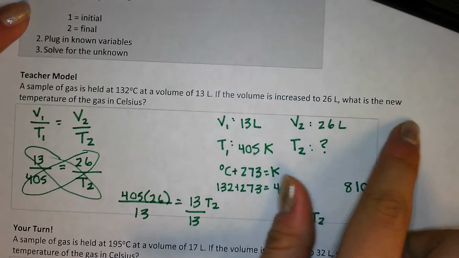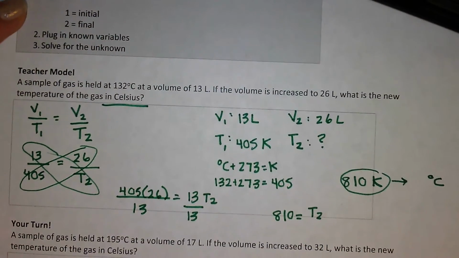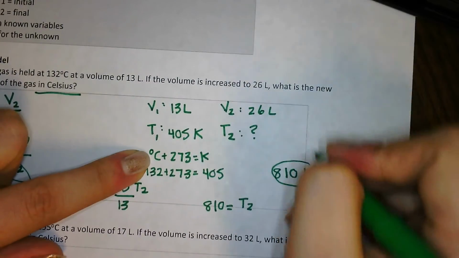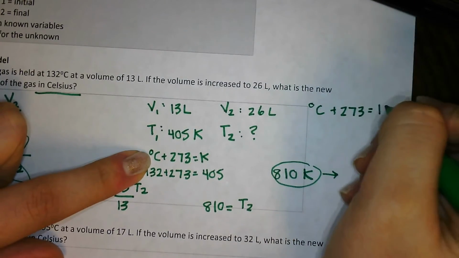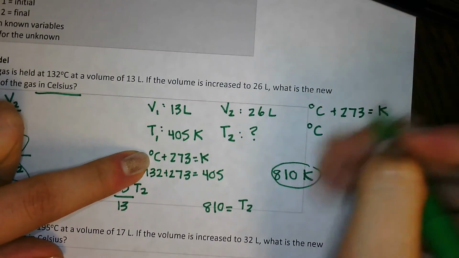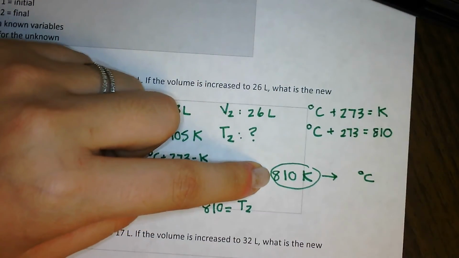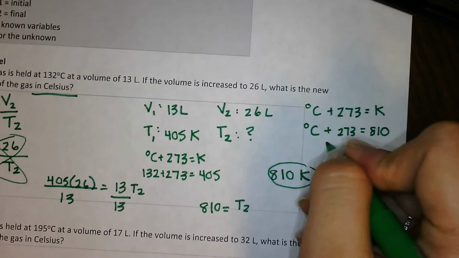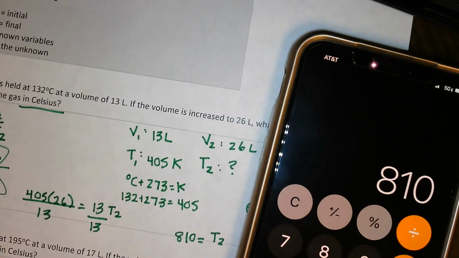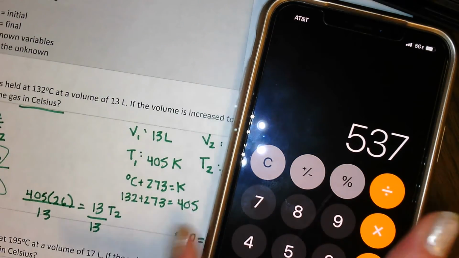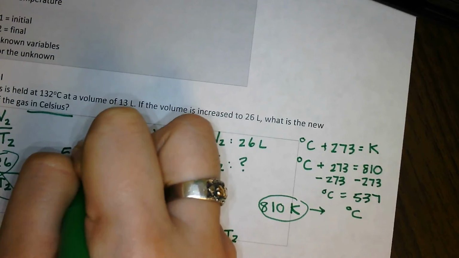However, the question is asking you what is the new temperature of the gas in Celsius. So I have to convert Kelvin back into degrees Celsius. And I do that with the same equation. So my equation is degrees Celsius plus 273 is equal to Kelvin. I am trying to solve for degrees Celsius, I don't know that yet, plus 273 is equal to my Kelvin value, which is 810. All I have left to do to have degrees Celsius is just subtract 273 from both sides. So 810 minus 273 is 537. So degrees Celsius is equal to 537. So my final answer is 537 degrees Celsius.